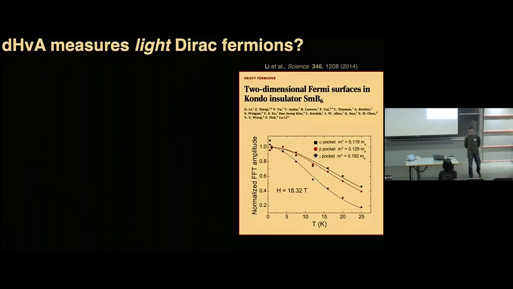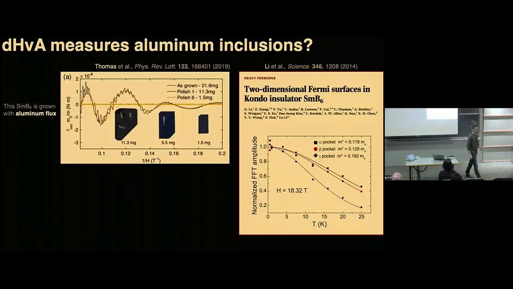When the de Haas-van Alphen results came out, they seemed to indicate a two-dimensional Fermi surface, which is consistent with surface states, but with effective masses that are lighter than the bare electron mass. What I need to tell you about this set of measurements is that the samples they use contain an aluminum flux. This is just included in part of the growth process. And what that can do is sometimes leave inclusions within the sample.